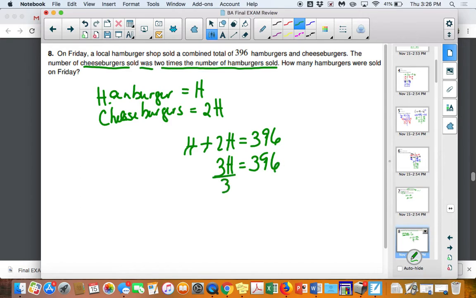Divide that out. 3 goes in there, there would be a 1, a 3, and a 2. So 132 hamburgers. We do not have to find out how many cheeseburgers. They didn't ask about that. They only ask about hamburgers, and that's what we called H. So we're good.